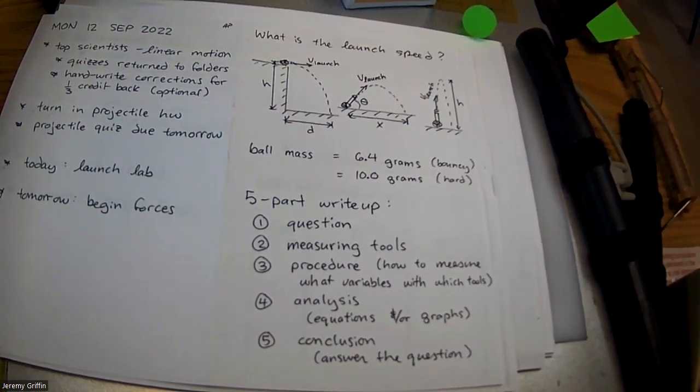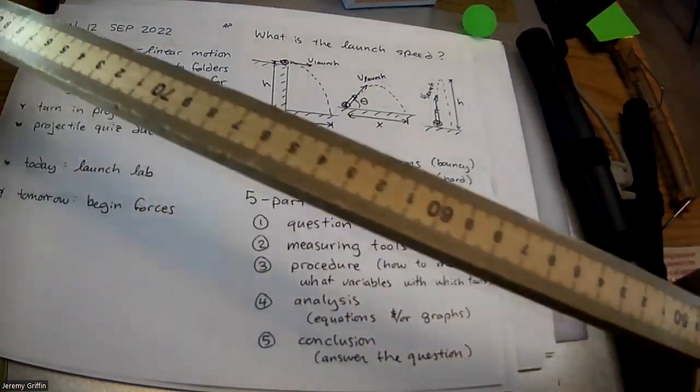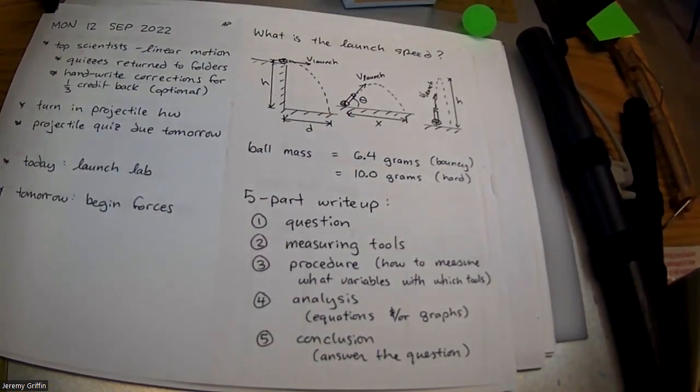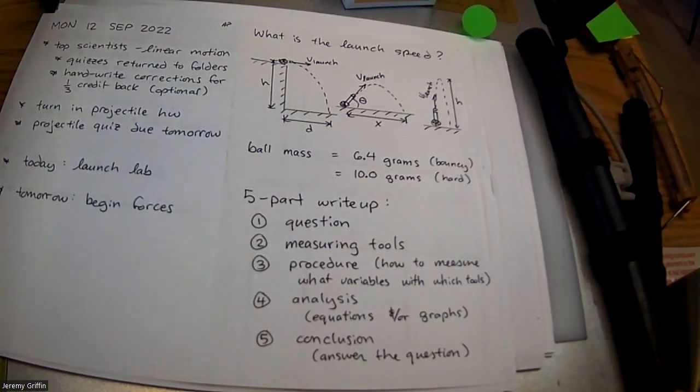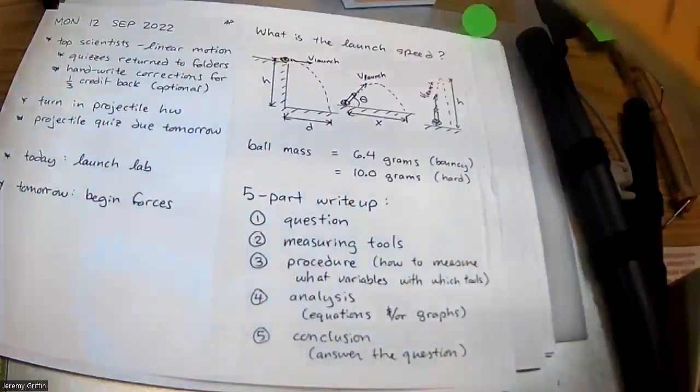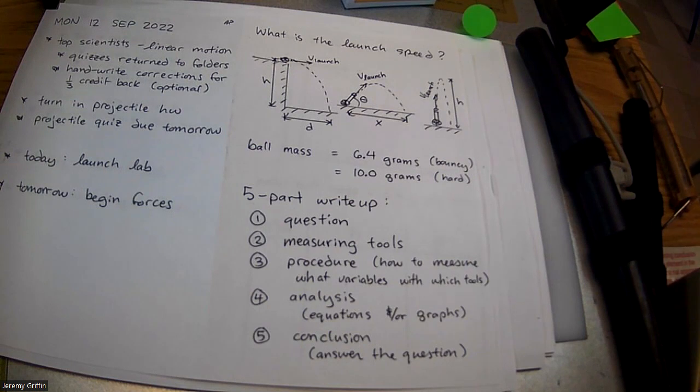Do you guys have a meter stick on your desk? That might be good for measuring some kind of displacement. I think vertical and horizontal displacement, depending on which setup you go with. I also have one of these. I guess it's called a trundle wheel. It has exactly a 1 meter circumference, so you can roll it across and measure displacement that way. I'll put this right here. So if you want that, I have one of those.